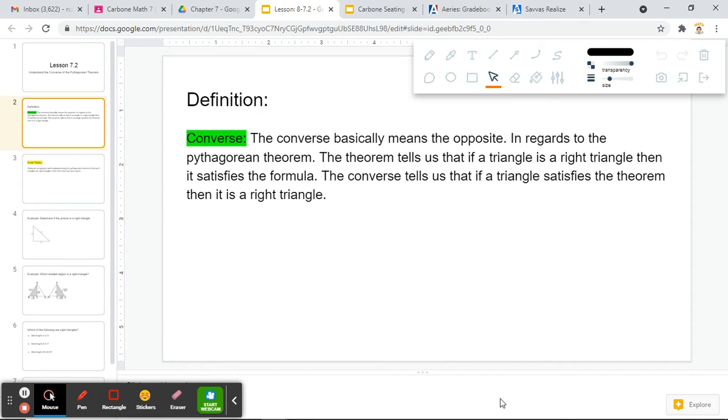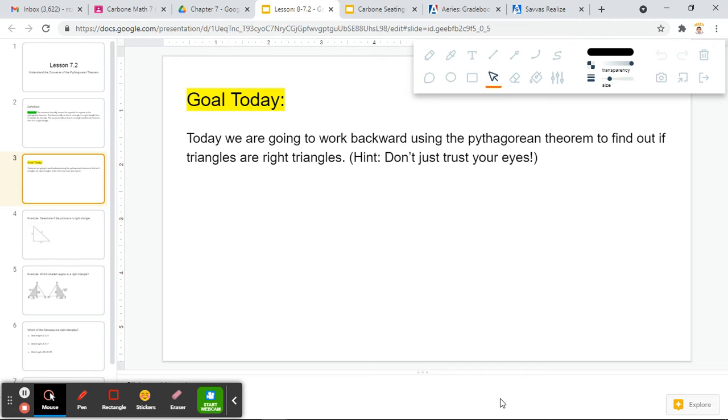So again, the regular theorem tells us that if a triangle is a right triangle, then a squared plus b squared is equal to c squared, whereas the converse tells us if a squared plus b squared is equal to c squared, then it's a right triangle. All right, so our goal today, we are going to be working backwards using the Pythagorean theorem to find out if triangles are right triangles.